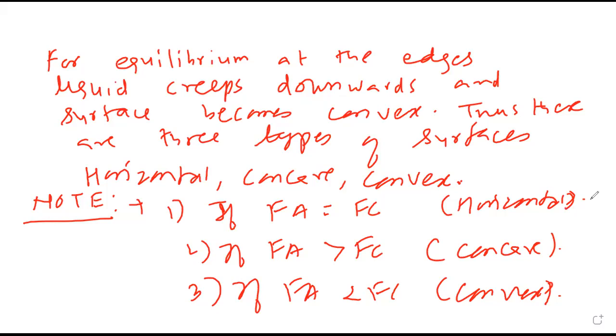Sir, in the concave one, the liquid will creep downwards, right? No, upwards from the edges, upward, concave. In convex, it was creeping downward. This way we had the surface horizontal. Then it went a little upward like this, then downward like this. This is horizontal, concave, convex. Okay, sir, got it.